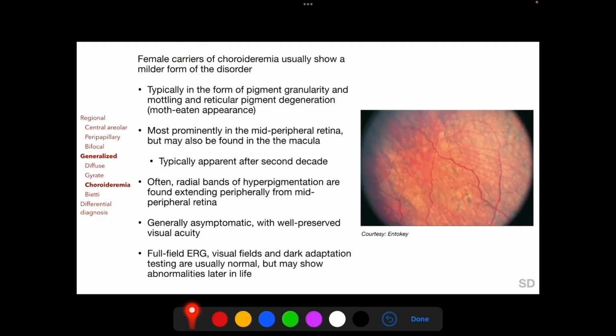Female carriers of choroideremia usually show a milder form of the disorder, typically in the form of pigment alterations, most prominently in the mid-peripheral retina, which is known as moth-eaten appearance, as seen here in this clinical photograph. Often radial bands of hyperpigmentation are found extending peripherally from the mid-peripheral retina to the ora serrata, as seen here in this clinical photograph. Carriers of choroideremia are generally asymptomatic with well-preserved visual acuity, and full-field ERG, visual fields and dark adaptation are usually normal, but these may show abnormalities only much later in life.